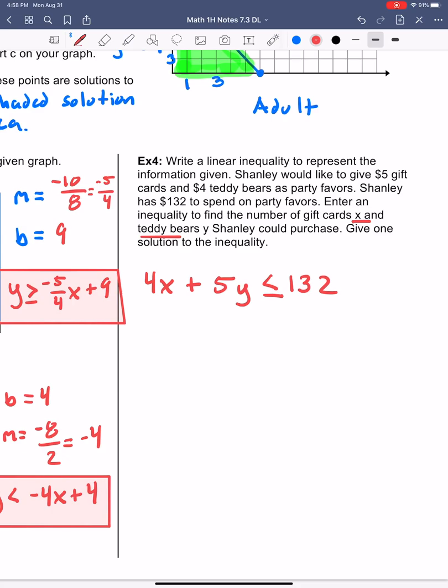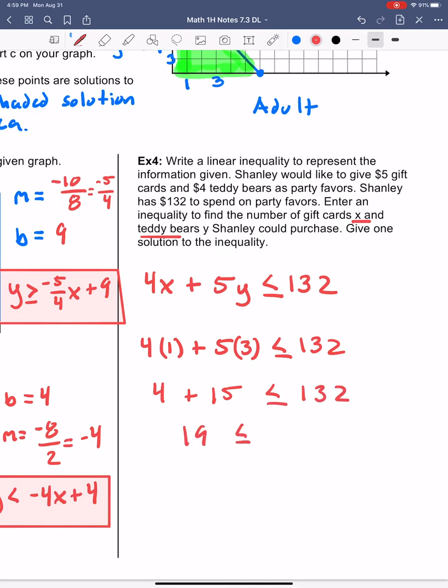So if we just pick two numbers, if we were using guess and check here, we could do that, right? So if I just said, okay, well, let's say that this person does 1 teddy bear plus 3 gift cards. Is that less than or equal to 132? I have a really good feeling it's going to be. So this would be 4 plus 15 is less than or equal to 132. Now it would just be 19 is less than or equal to 132. And that's a true statement, right? So then that means that this would work as a solution. 1 teddy bear and 3 gift cards.